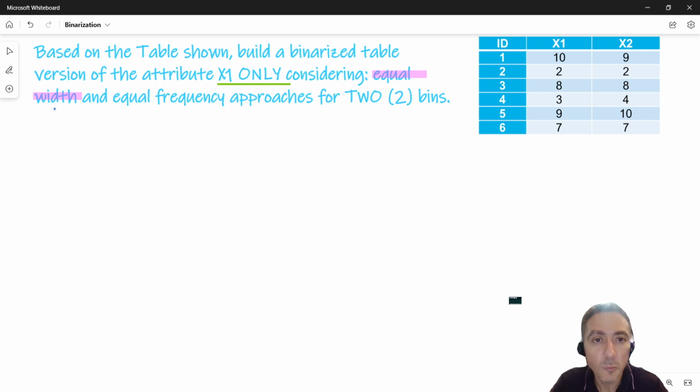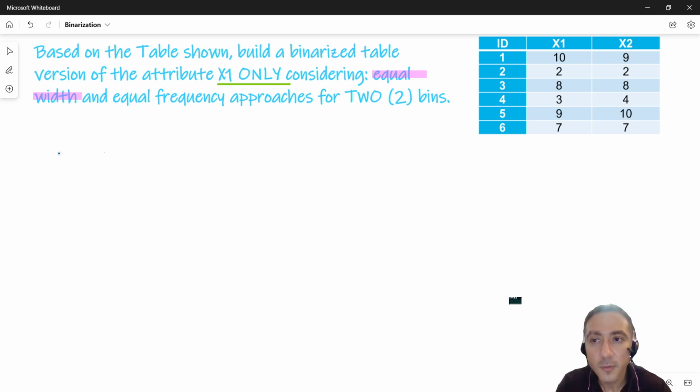Simply in equal width, for the sake of simplicity, let's say the length of this farm is 100 meters. I'm not going to look into the other dimension, just the length. Since I'm applying equal width, the logical way is just to split the farm equally based on its length. If it's 100 meters, that means 50 meters go to the first bin and another 50 meters go to the second bin. So this is equal width.